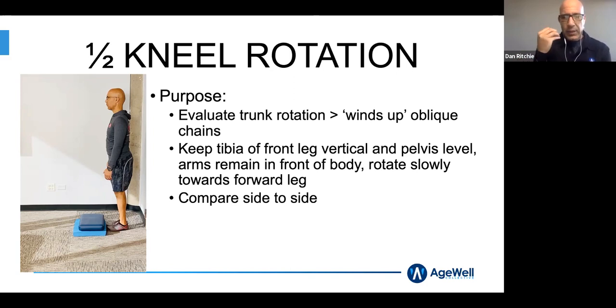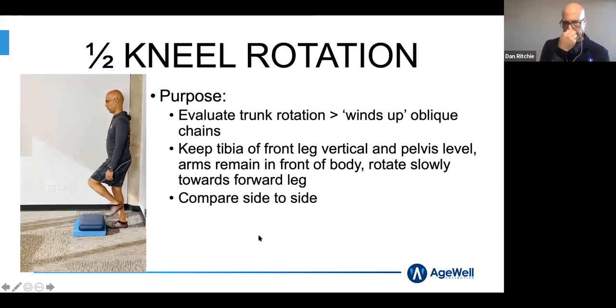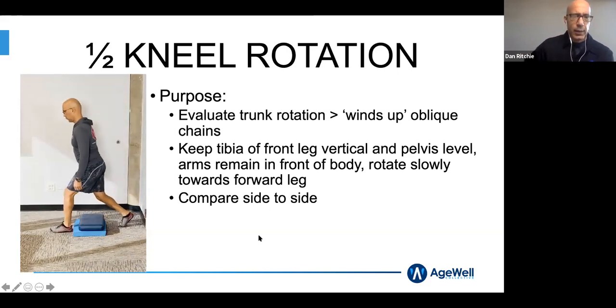You're going to keep the tibia of the front leg, that lower leg, vertical. The pelvis will stay level, which is why I'm going to elevate my knee. I'll show you what it looks like when my knee is not elevated. The arms are going to remain in front of the body and rotate slowly 3 times towards the forward leg. And again, you will compare side to side. So let me demonstrate one side, and then I'll demonstrate from behind in the next slide.